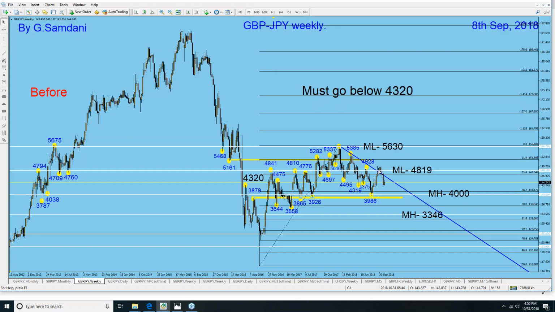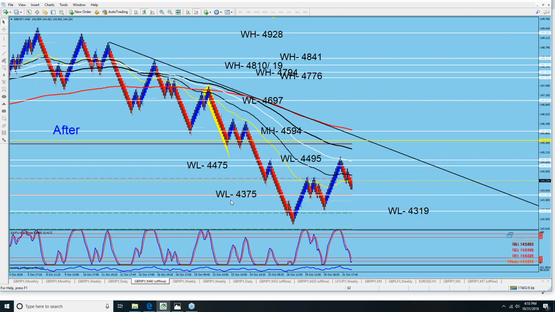Okay, when it was at the TL just below 48.19, I said we're gonna drop. So it did, very nice and clean, right? But if you look at the 40-minute chart, this is how it is. It's an ABC correction to the upside, and since then it started dropping.